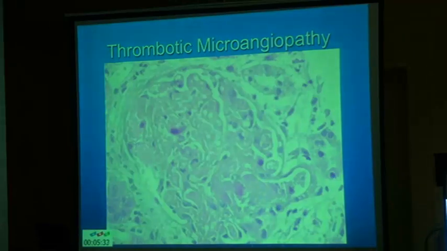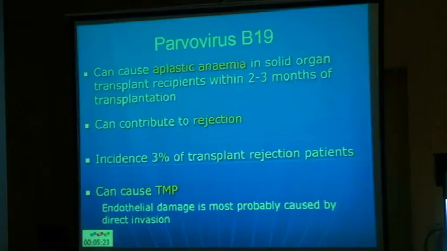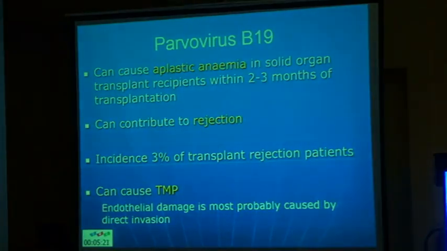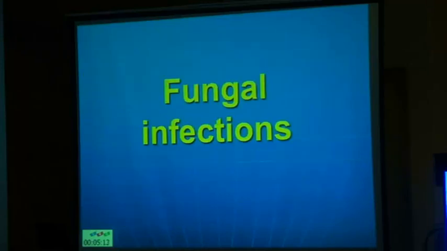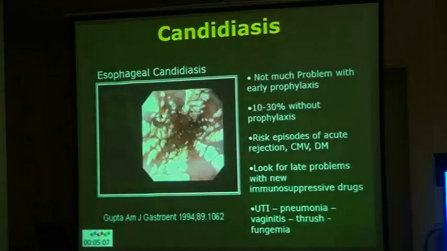And we have also 2 more viruses, the papillomavirus that is associated with squamous cell carcinoma of the skin and the cervix, and the parvovirus that can produce aplastic anemia, can contribute to rejection, and can cause thrombotic microangiopathy, and it has an incidence of 3% in transplant rejection patients. Now we come to fungal infections, and the commonest is candidiasis, which is not really much of a problem with early prophylaxis, but without prophylaxis it affects as many as 10 to 30%.